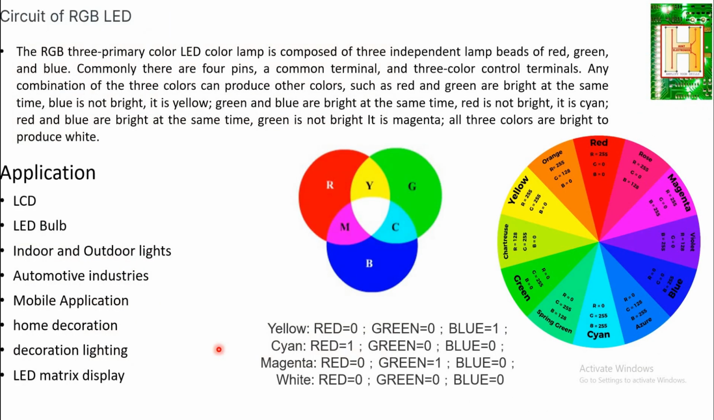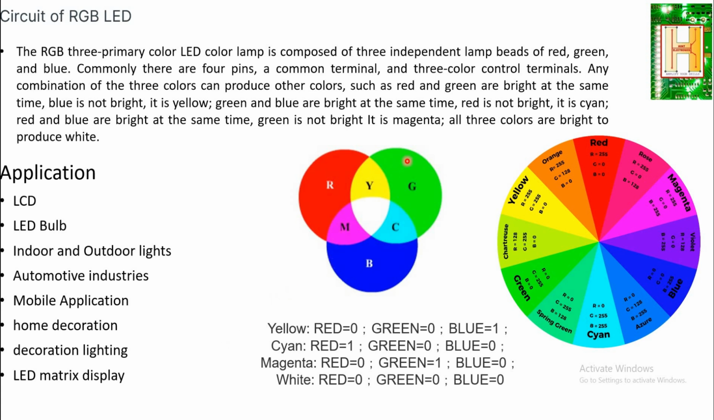The RGB is a three-color LED lamp. It is composed of three independent lamp beads, which are red, green and blue. Commonly they have four pins, and the common terminal can work as either an anode or a cathode. The combination of these three colors can produce multiple colors.